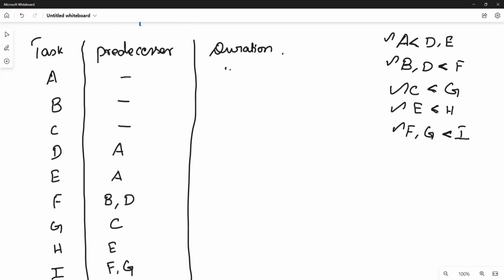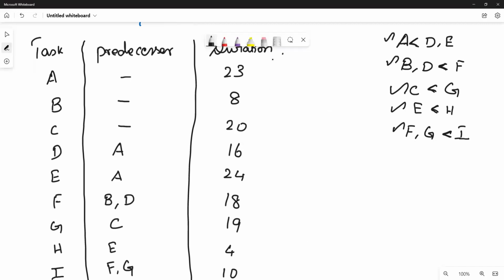Durations are given as 23, 8, 20, 16, 24, 18, 19, 4 and 10. These are all the given durations. First, using the first two columns, let us draw the network. Then we'll construct the critical path. Okay. So first, let us draw the network.